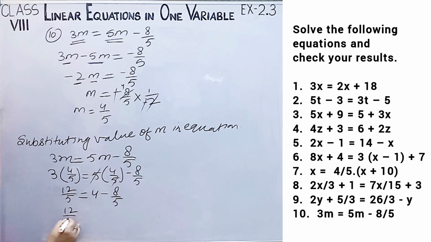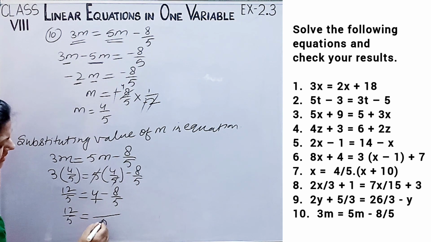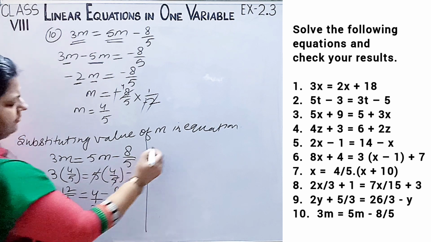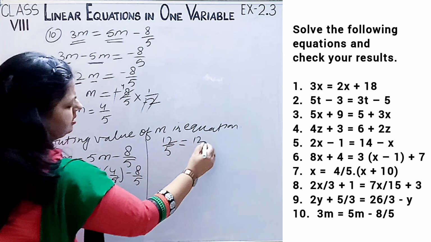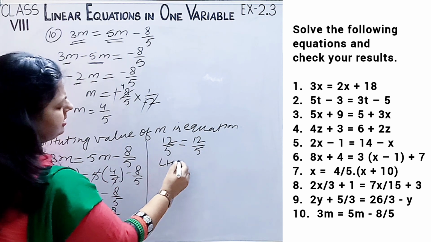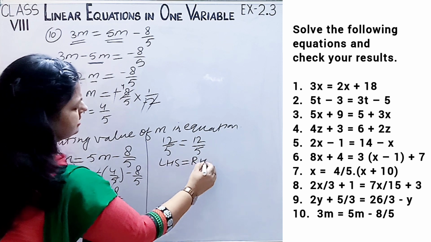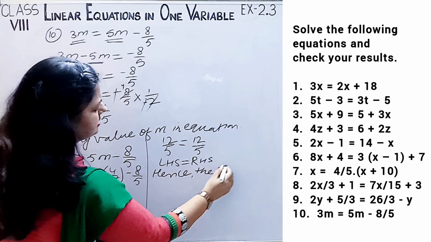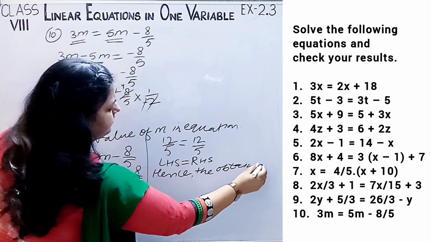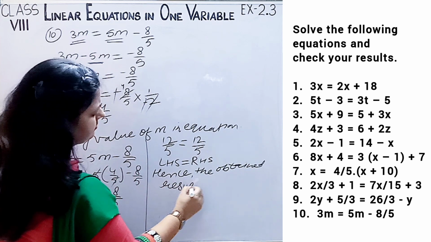12 upon 5 equal to, here we have the denominator as 1. Taking LCM 5, 5 4s are 20. We know how to solve this fraction part. So 20 minus 8, 12 upon 5. Now 12 upon 5 equal to 12 upon 5. We can see here left is equal to right. So our result is correct. Hence the obtained result is correct.